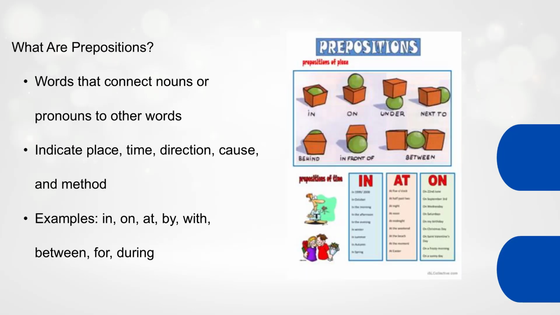What are prepositions? Let's understand what prepositions really are. They are words that link nouns or pronouns to other words in a sentence. Prepositions indicate place, time, direction, cause, or method. Examples include in, on, at, by, with, between, for, and during. They give structure and clarity to our communication.